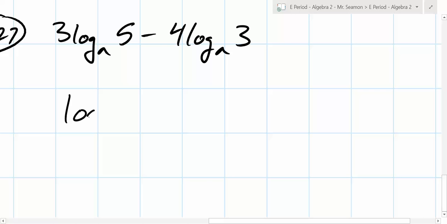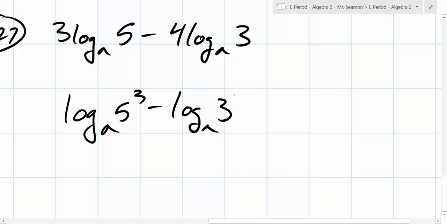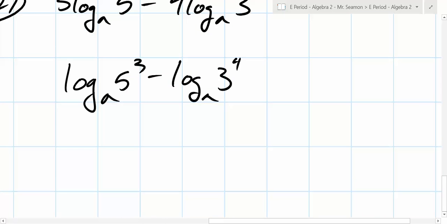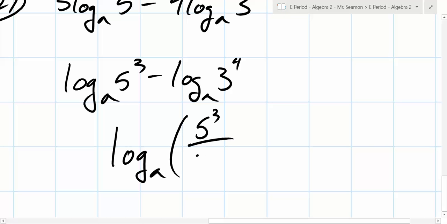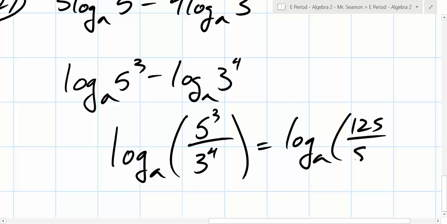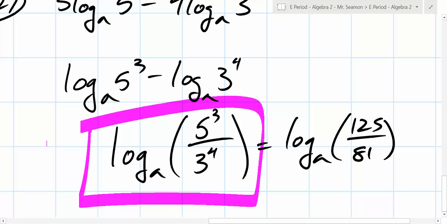Okay. So it's log base a of 5 to the third minus log base a of 3 to the fourth. Now what can you do? And now what does it turn into? Log base a of 5 to the third over 3 to the fourth. Done. You could have written it out if you wanted to. It doesn't really change anything. Keeping it like this is totally acceptable as well.